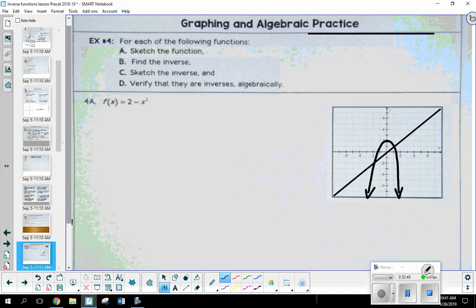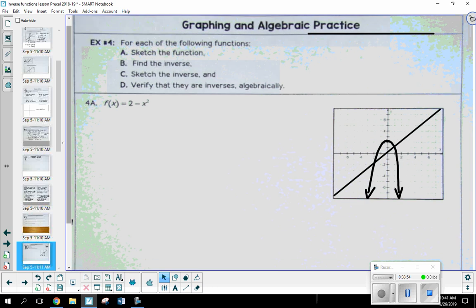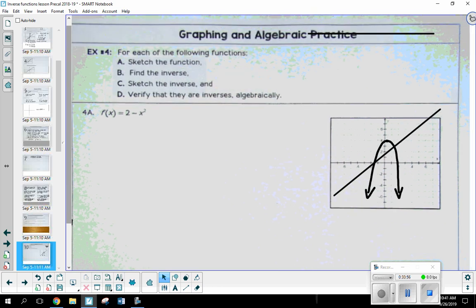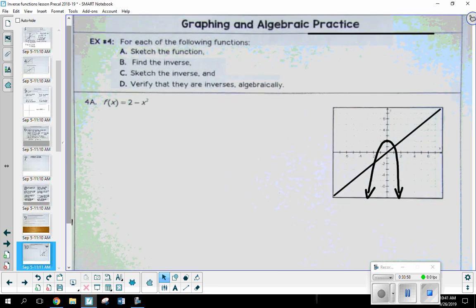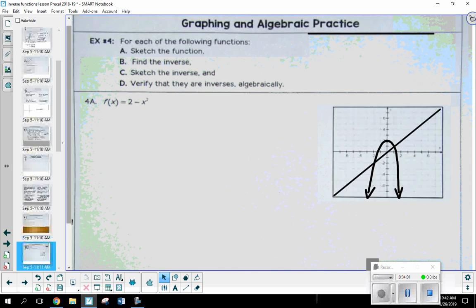So here's the thing. First, we want to go ahead and determine if this guy is 1-to-1. I'm going to take this horizontal line right here, sweeping it up and down through my function. What do we think? It is not 1-to-1. I have repeating y values. So here's the thing. I want my inverse to be a function. Right now he is not 1-to-1.